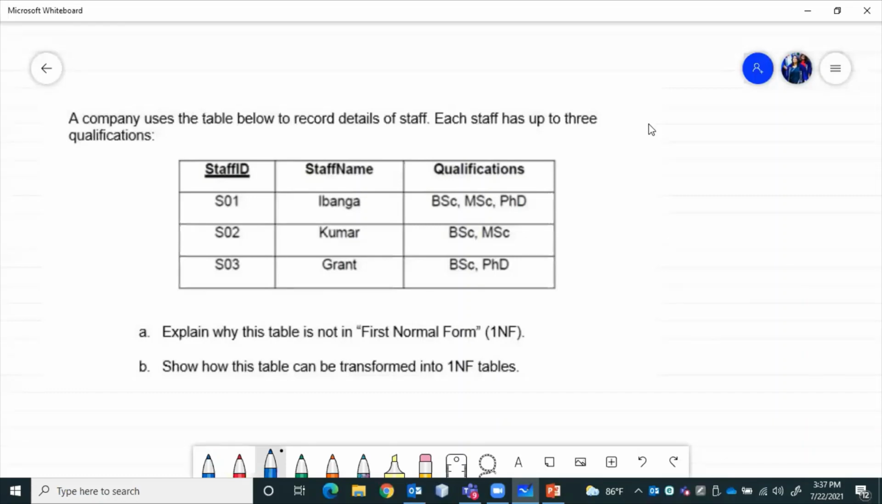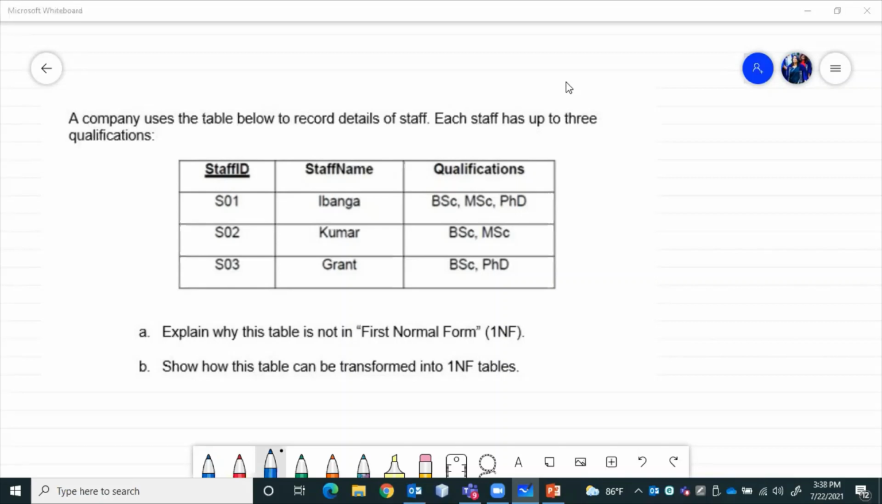You can send me the answers quickly, you can use the chat. Why are you saying that this relation is not in the first normal form? Now remember, recall the things that we have learned. What is first normal form?